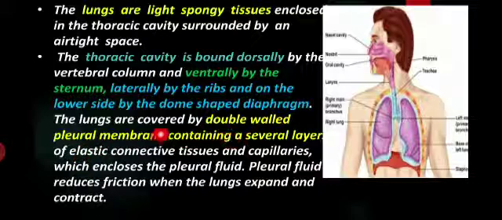Lungs are covered by a double-walled pleural membrane containing several layers of elastic connective tissue and capillaries, which enclose pleural fluid. This fluid reduces friction when the lungs expand and contract.